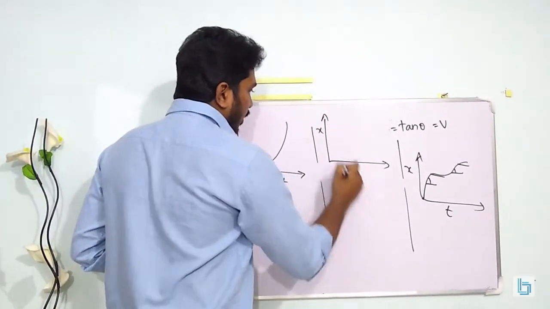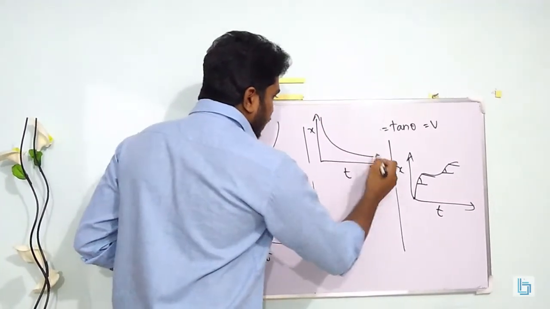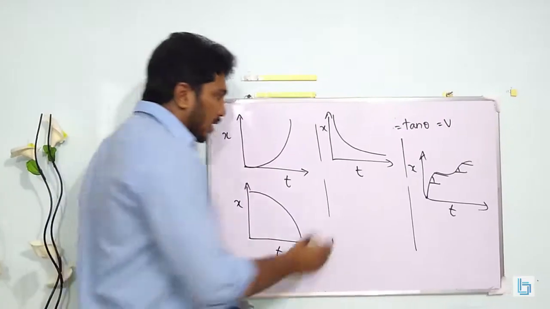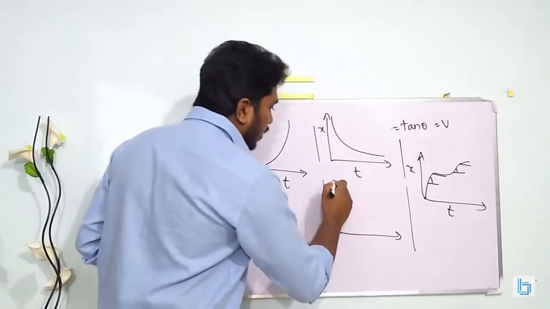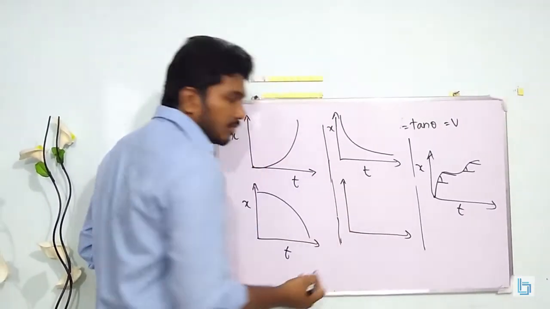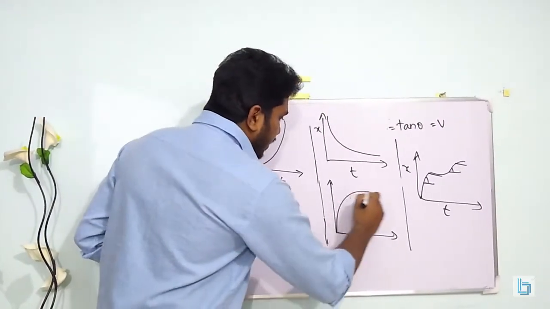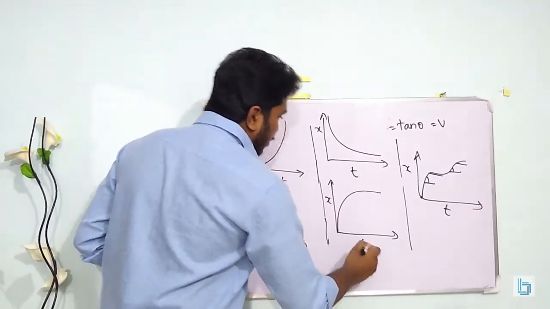Another xt graph I'm drawing here. Is this acceleration or deceleration? And another xt graph I'm drawing here. Is this acceleration or deceleration?